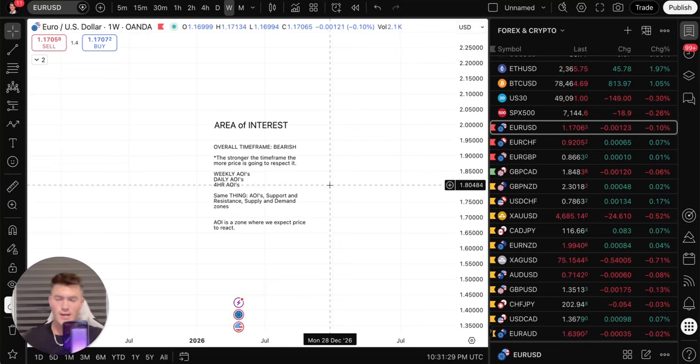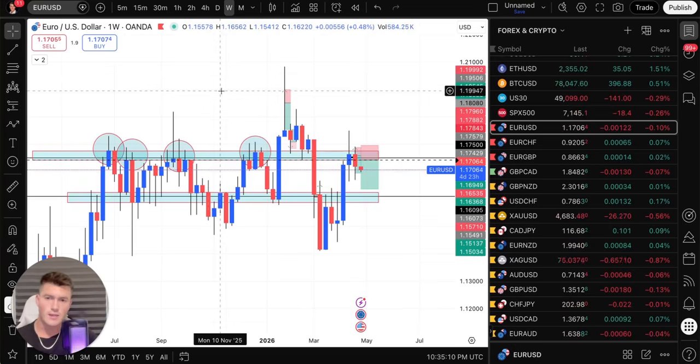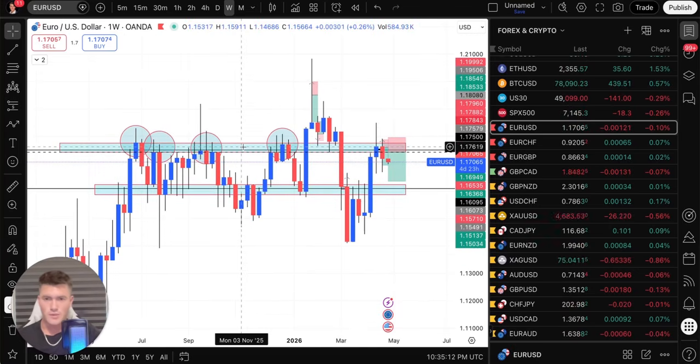It doesn't mean that it's going to have a reversal, but if we are selling and we are following the trend of the market, more than likely it's going to react in our direction. Why? Because the overall trend is in our direction. We're trading with the trend. So here on Euro USD, I see an area of interest.